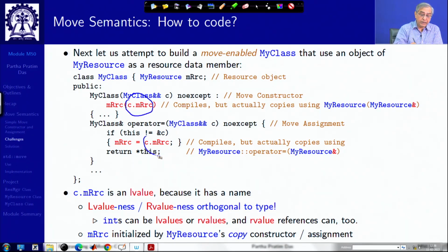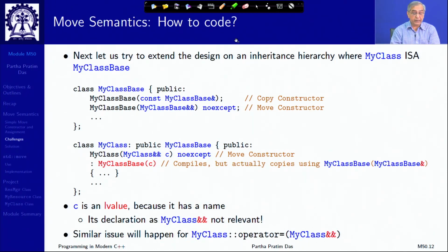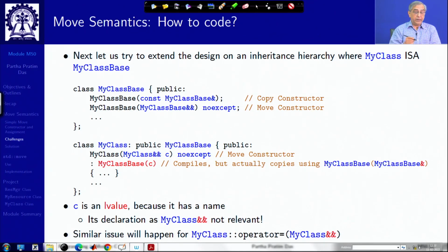What you have given to this as a parameter is a named object. Therefore, c.mrc is a named object. It has an address. Therefore, it is an L value, and as you give it an L value, that matches with this overload, not with the move versions of the constructor and the assignment operator, right? So, this is not going to work. So, that is the pitfall that you get into, that for POD you could do that easily, but for UDT it is not working. So, that leads to the problem.